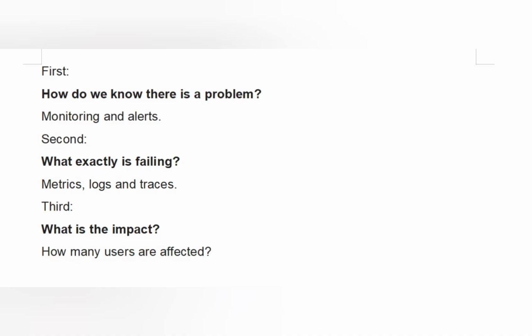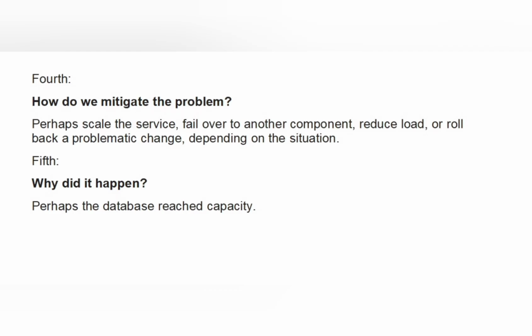Second, what exactly is failing? This could be known through metrics, logs, and traces. Third, what is the impact? How many users are actually getting affected? Fourth, how do we mitigate the problem? Perhaps scale the service, fail over to another component, reduce the load, or roll back a problematic change. Depending on the situation, we take a decision.